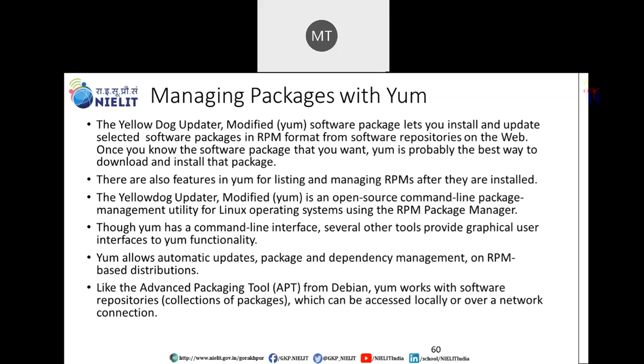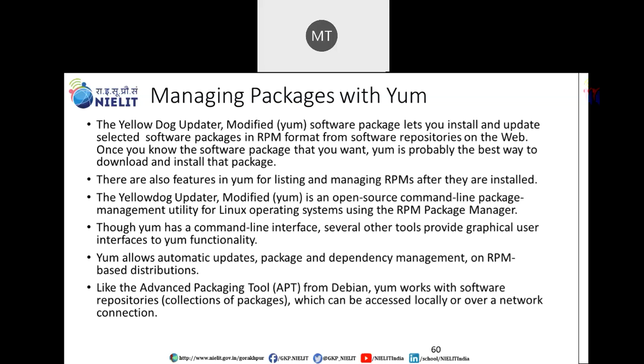From a software repository on the web, once you know the software package you want to install, whether it is httpd, MySQL, MariaDB, any database or any other software, yum is probably the best way to download and install that package. There are also features in yum for listing and managing RPMs after they are installed. Yellowdog Updater Modifier is an open source command line package management utility for Linux using the RPM package manager. It has a command line interface, and several other tools provide a GUI to yum functionality.